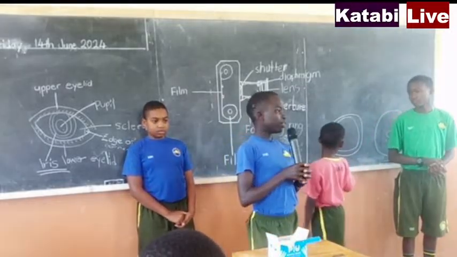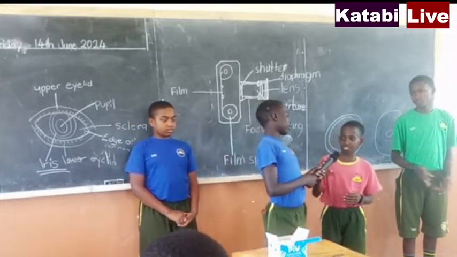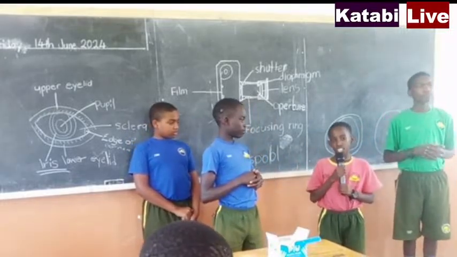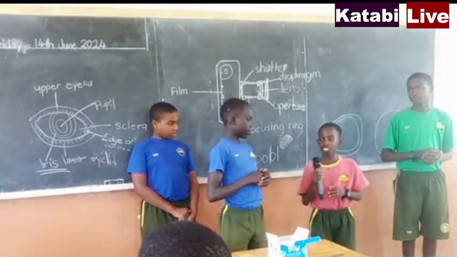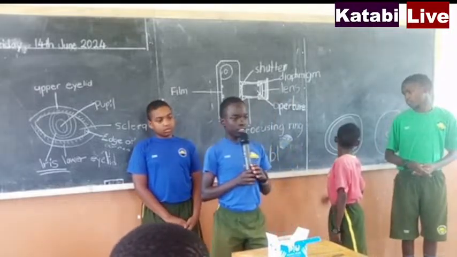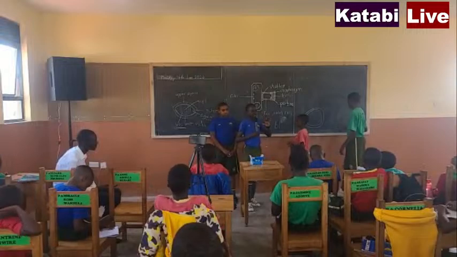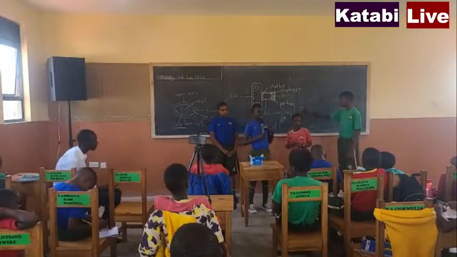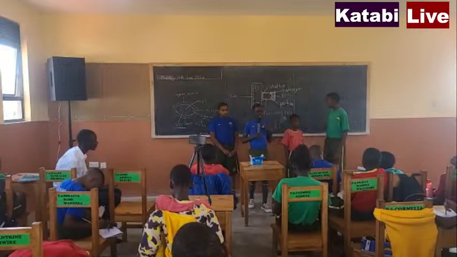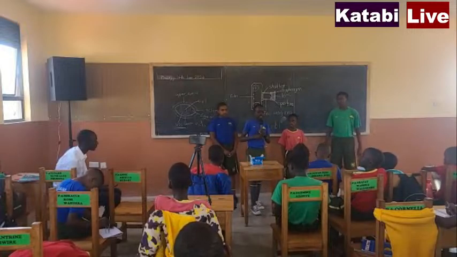And first of all, let's start by defining the term eye defects. So what's an eye defect? An eye defect is the inability of the eye to see normally. When you cannot see normally, just know you have some eye defects. When you cannot see nearby distances, you only see far distances, you only see things that are far from you. Or you can see things that are near, but things far away from you, you cannot see them. Just know you have an eye defect.